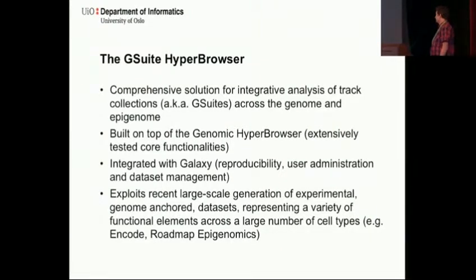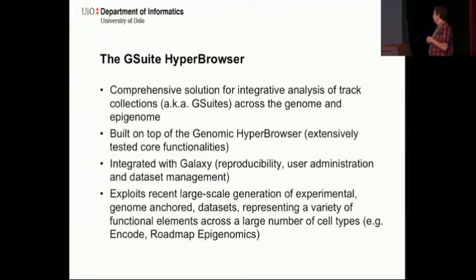aka something that we call GSuites across the genome and the epigenome. It is built on top of the Genomic hyperbrowser, which is a system for statistical analysis of genomic datasets. It has been extensively tested by its users and its developers so far, so we build on these core functionalities, and it's integrated with Galaxy, which allows us to have reproducibility, the user administration, and dataset management.